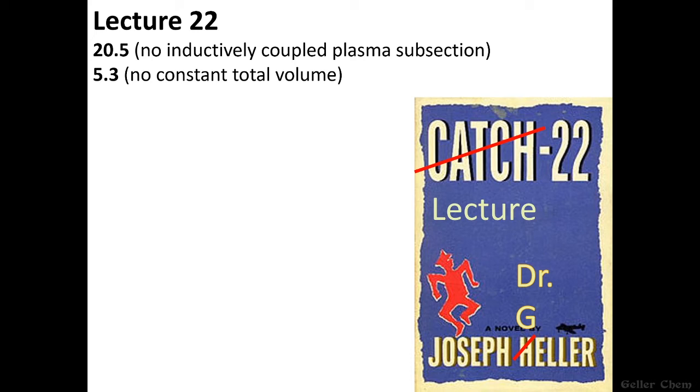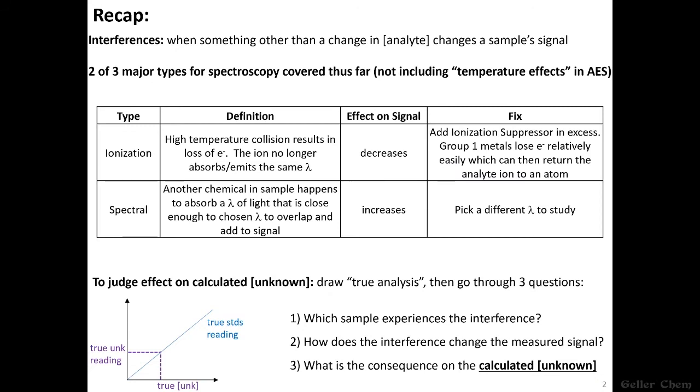Okay, lecture 22. Let's just jump right into the recap. Last time, we started getting into interferences. Interferences occur when something other than a change in analyte concentration changes a sample's signal. We have so far covered two of the three major types that we encounter in spectroscopy, not including the temperature effects that we discussed in AES. So the two that we did cover so far were ionization and spectral interference.